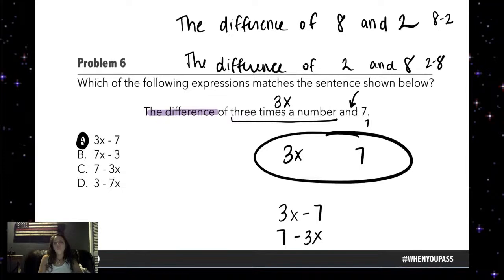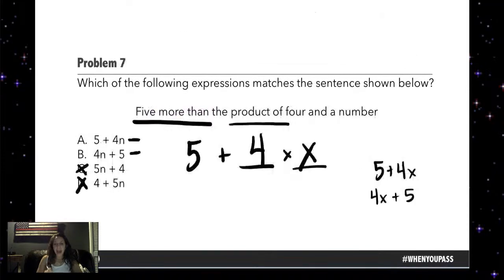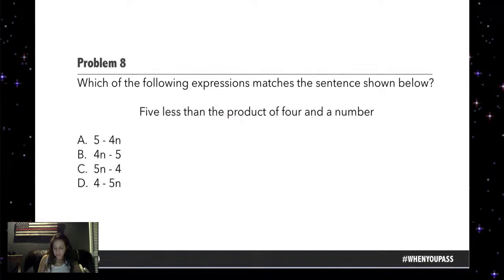However, wording of these is critical. If I look at 5 more than, I'm looking at something plus 5. Because if I look at 5 less than, we're looking at something totally different. 5 less than what? Something minus 5.